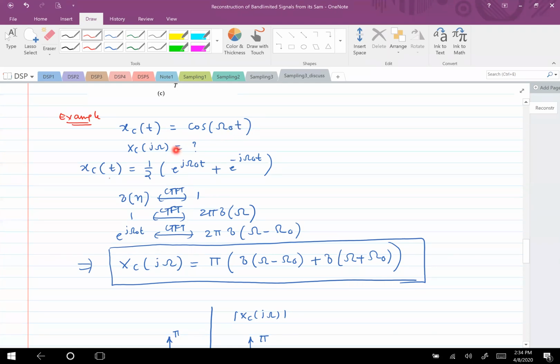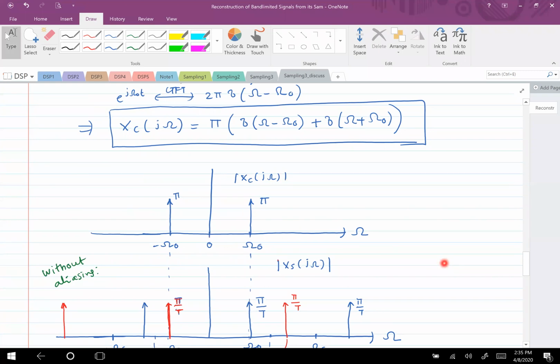So first, for xc of t, the moment you see cosine and sine, the way you do it is you write it in terms of complex exponentials, right? And then you solve it out, because you know how to solve it for complex exponentials being eigenvectors. So this is 1 by 2 into e power j omega naught t plus e power minus j omega naught t. E power j omega naught t is 2 pi into delta of omega minus omega naught. There is anyway a 1 by 2 factor. So for cos omega naught t, you are getting pi into delta of omega minus omega naught plus delta of omega plus omega naught. Right?